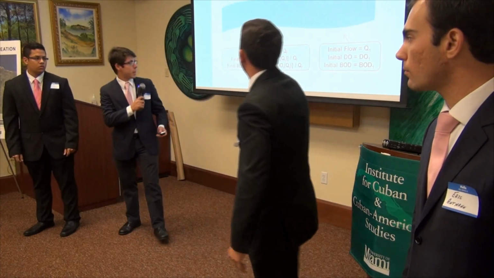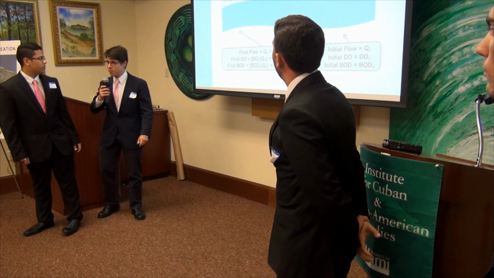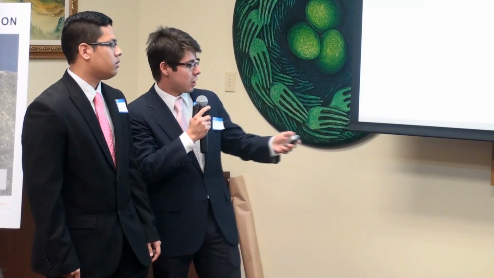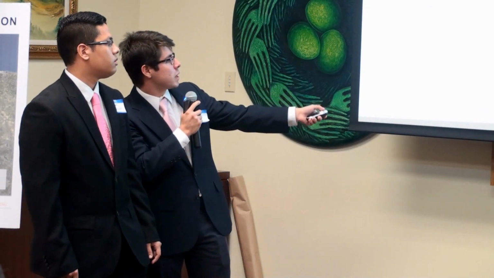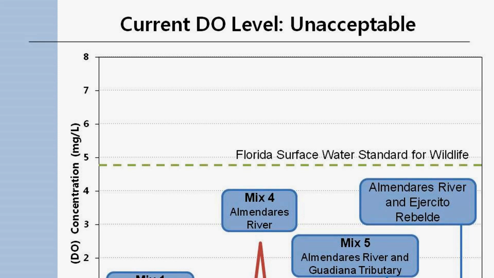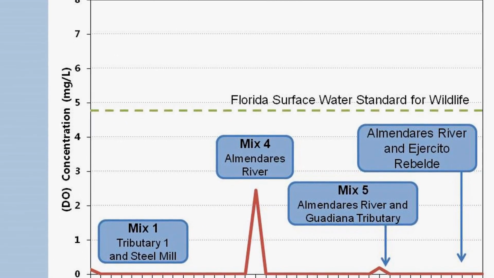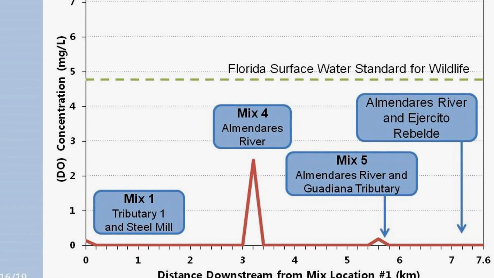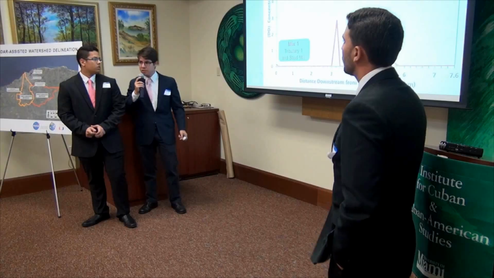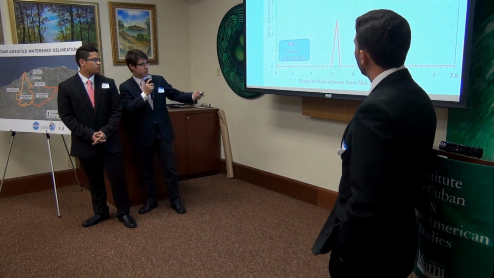Thank you. So as Miguel presented, we can use these paired with some key assumptions about the contaminants, and we can model the dissolved oxygen. Once we model this, we can see that at mix location number 1, where the tributary and the steel mill intersect or they join, the DO level in the water decreases immediately until it eventually reaches a value of 0, which initially means that the water is already dead at that point, and we're not even in the Almendares River yet.